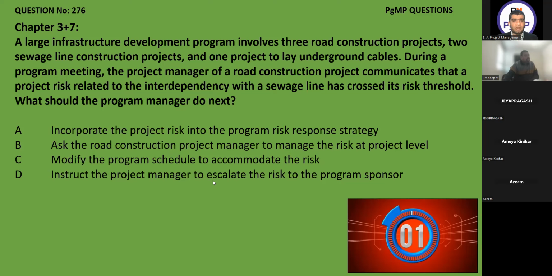D, instruct the project manager to escalate the risk to the sponsor. Not possible. The project manager will go to the program manager, then the program manager is responsible to escalate to the sponsor or the steering committee. So the correct answer is A.